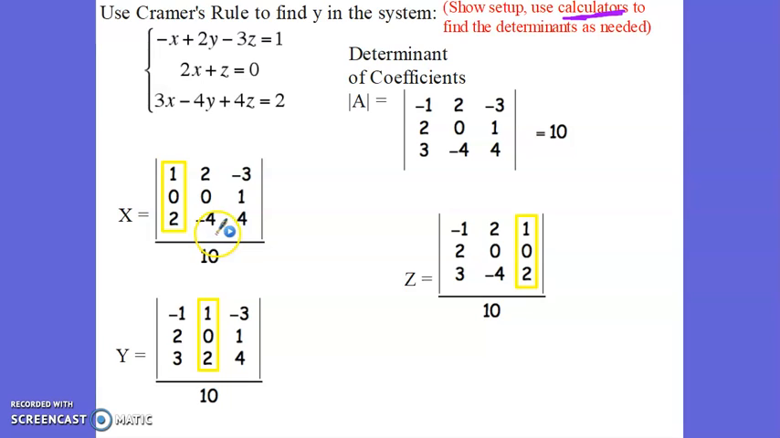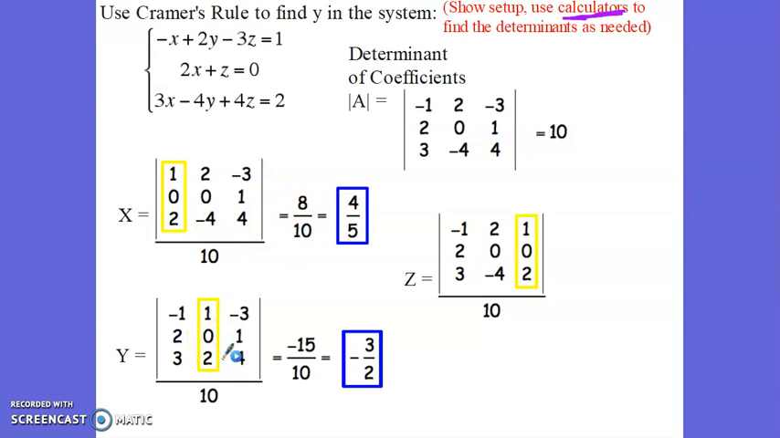Find a few determinants. So this one came out to 8 over 10, -15 over 10, -16 over 10, and reduce a little bit, and we have our answer. It's pretty fast, pretty quick, and pretty easy way of solving a system using simply determinants.